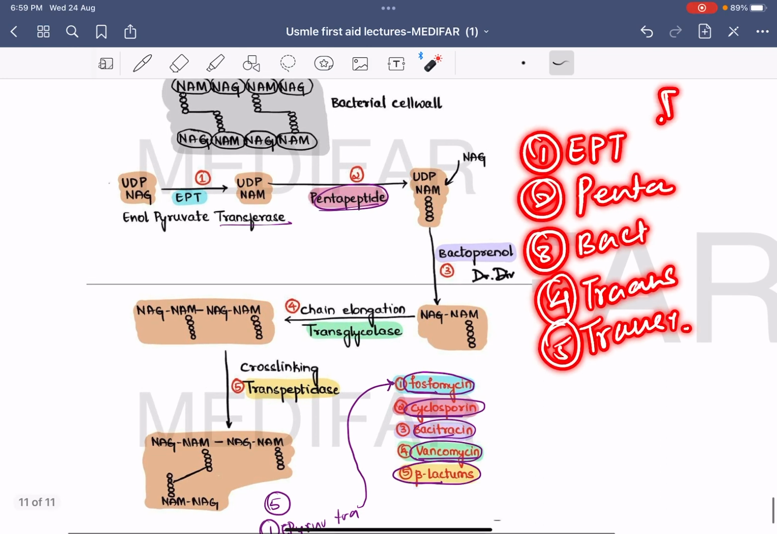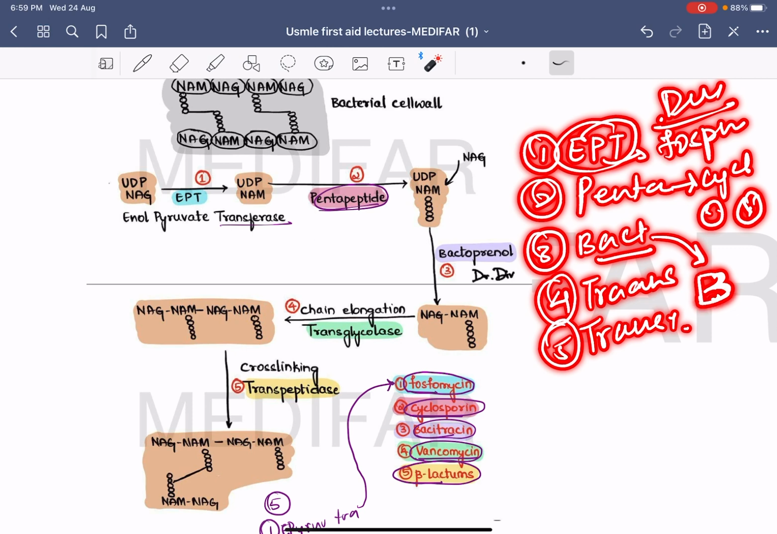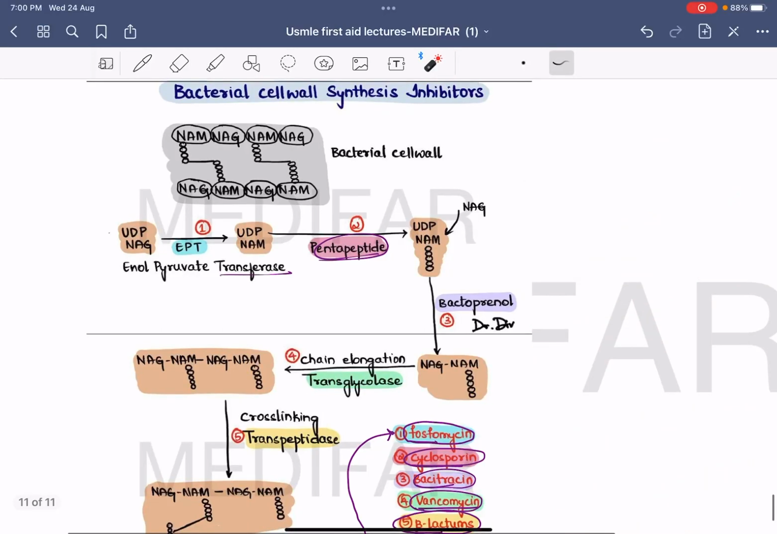So which are the drugs that inhibit? Number 1, the first, is fosfomycin. Then second, the pentapeptide step is inhibited by cycloserine. Remember, a cycle has 2 wheels. Then third, bactoprenol, B for B, B looks like 3, is inhibited by bacitracin. Then transglycosylase is inhibited by vancomycin. Then transpeptidase is inhibited by beta lactams. So this is about cell wall synthesis and its inhibitors.